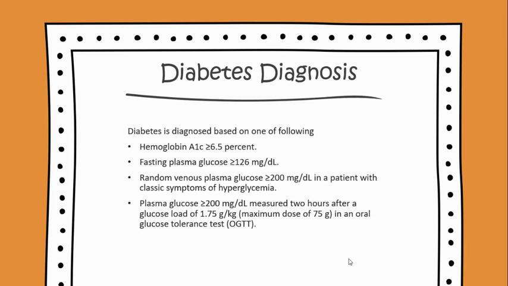If hemoglobin A1C is greater than or equal to 6.5%, if fasting plasma glucose is greater than or equal to 126 milligrams per deciliter, or random venous plasma glucose is greater than or equal to 200 milligrams per deciliter in a patient with classic symptoms of hyperglycemia. If plasma glucose is greater than or equal to 200 milligrams per deciliter, measured 2 hours after a glucose load of 1.75 grams per kilogram in an oral glucose tolerance test, it is also a diabetes diagnosis.